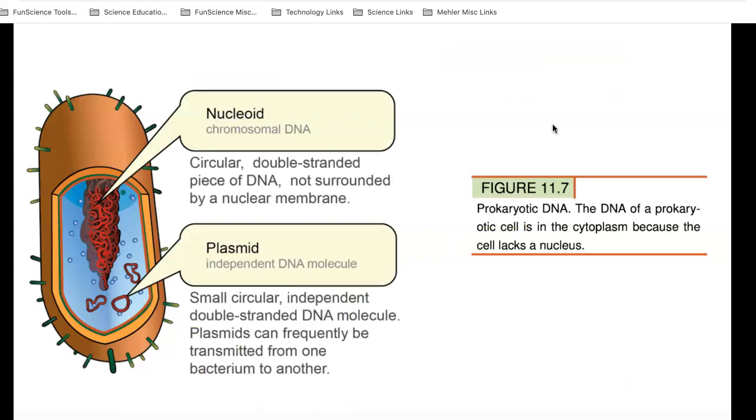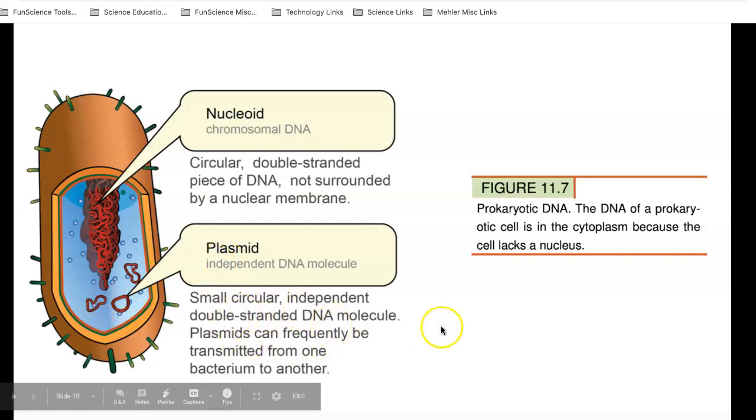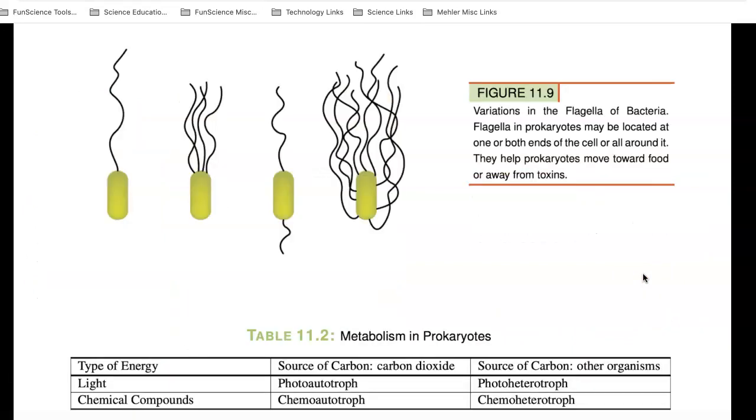Another way to show the DNA in there, in the prokaryotic cell, we have the nucleoid, which is chromosomal DNA. This is circular, double-stranded pieces of DNA, not surrounded by a nuclear membrane. Remember, prokaryotic cells, bacteria, don't have a nucleus. They also have these independent DNA molecules, which kind of float and are little circles of DNA, and these are called plasmids. They're independent, they're double-stranded, and they can be easily transmitted from one type of bacteria to the other. Remember, no nucleus in them.